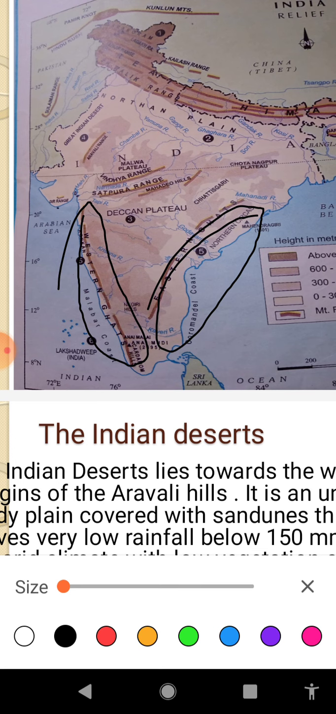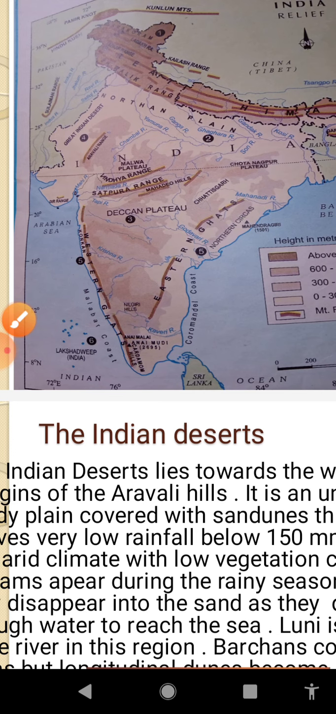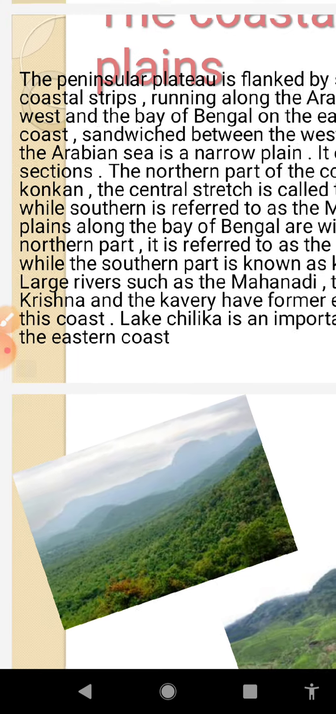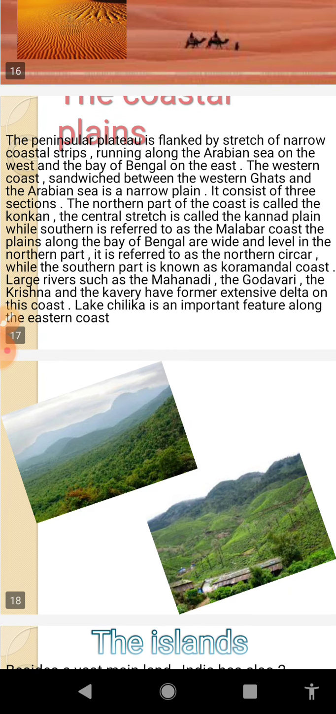If you observe, the Eastern Coastal Plain is much wider than the Western Coastal Plain. Now let us discuss these coastal plains one by one. First we will discuss the Western Coastal Plain. With regard to the Western Coastal Plain of our country, it is running along the Arabian Sea.